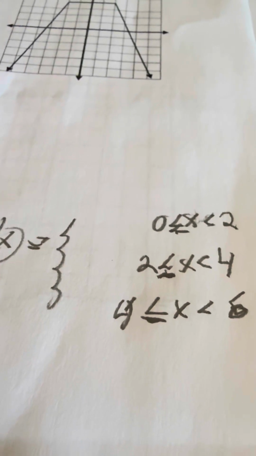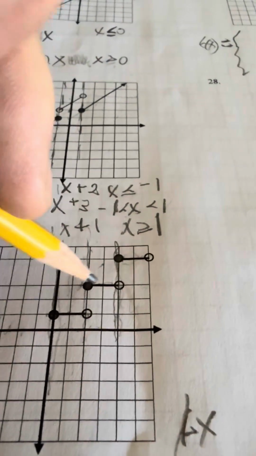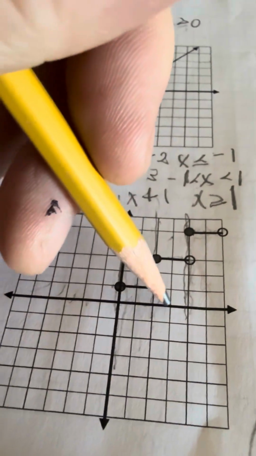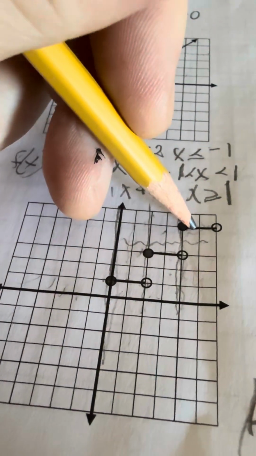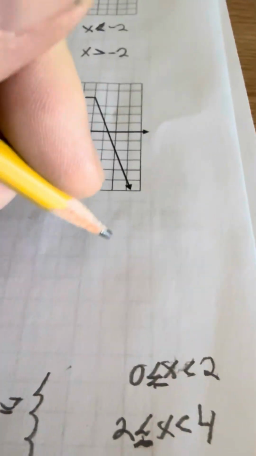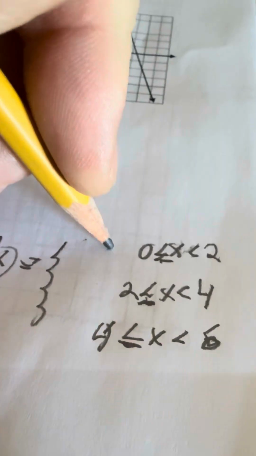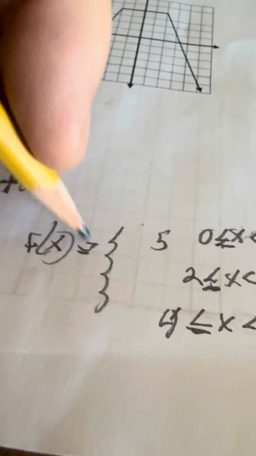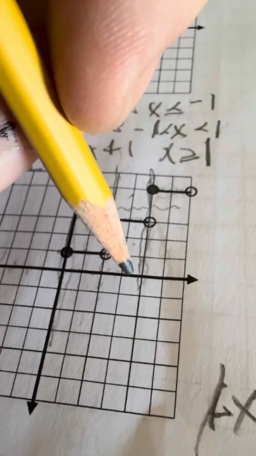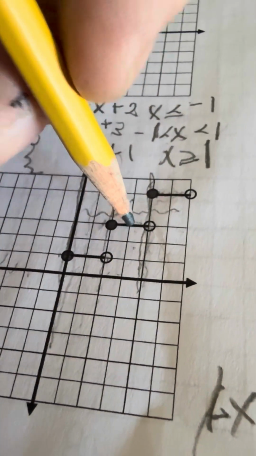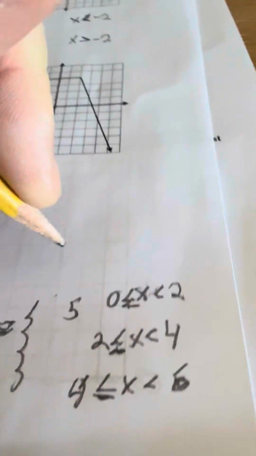Okay. And so the first one, which is right here, is up 1, 2, 3, 4, 5, up 5. So it's y equals 5. And the next one was 1, 2, 3. And the next one is 1.